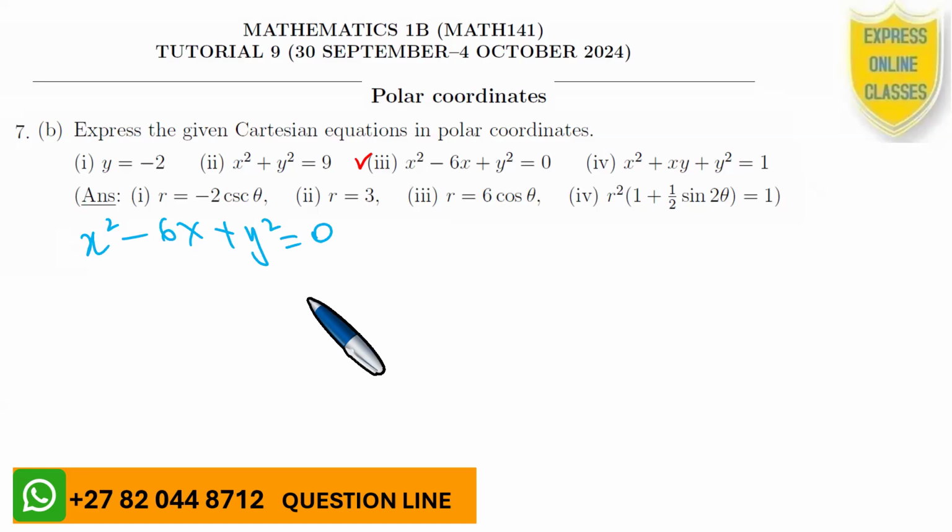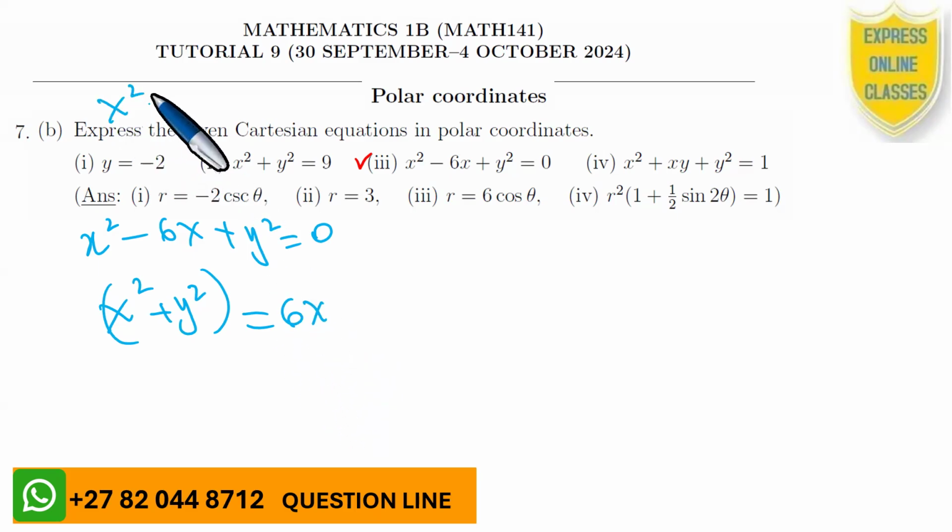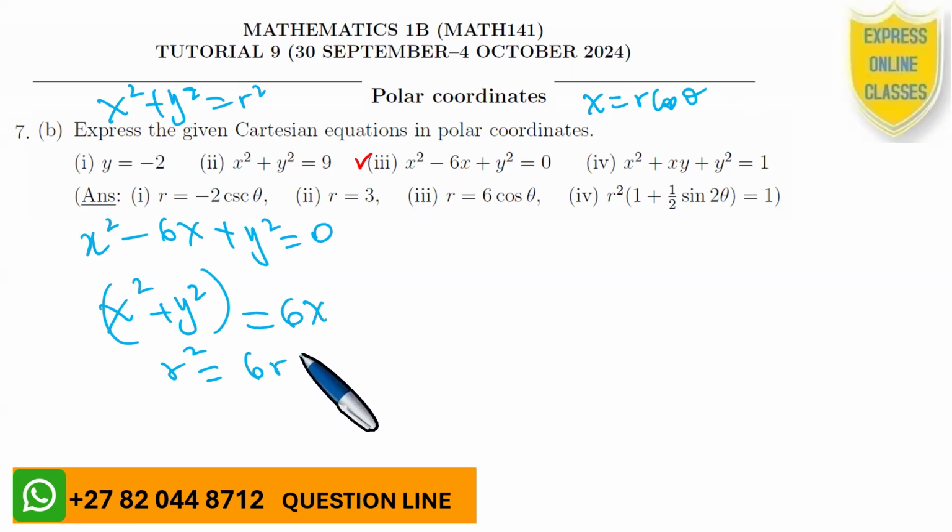Right, now to convert this one to polar equations, we actually need to think very carefully and realize something. There is x squared plus y squared here, so you can group them together. X squared plus y squared is r squared. But x is equal to r cosine theta, so wherever the x is, you have r cosine theta. So you can pull out the common factor r, minus 6 cosine theta.